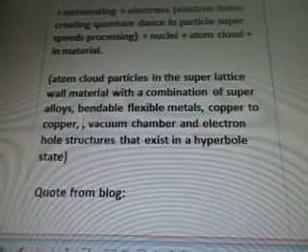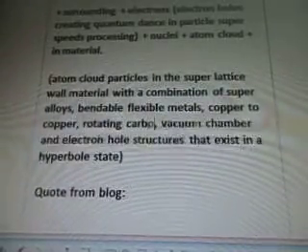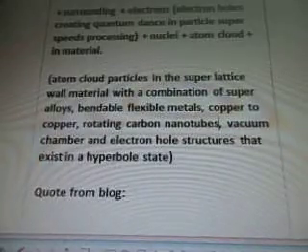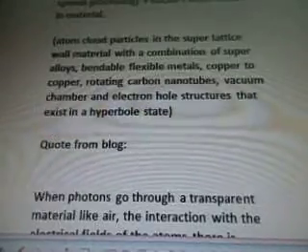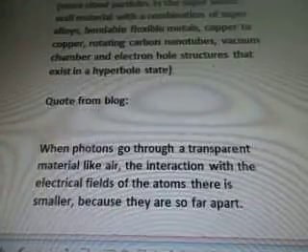and then we've got rotating carbon nanotubes. I'm going to add there vacuum chamber and electron hole structures that exist in a hyperbolic state.